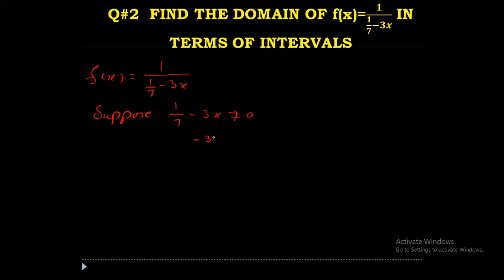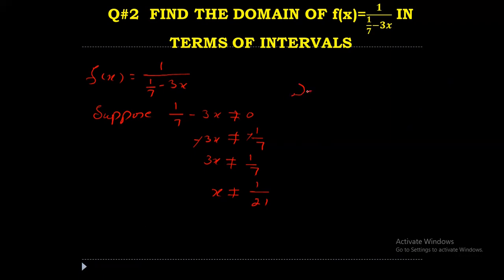So minus 3x should not be equal to 1 over 7 minus. Is it clear? Minus is cancelled by minus. So 3x should not be equal to 1 over 7. x should not be equal to 1 over 7 multiplied by 3, which is 21. So the answer should be written like this.